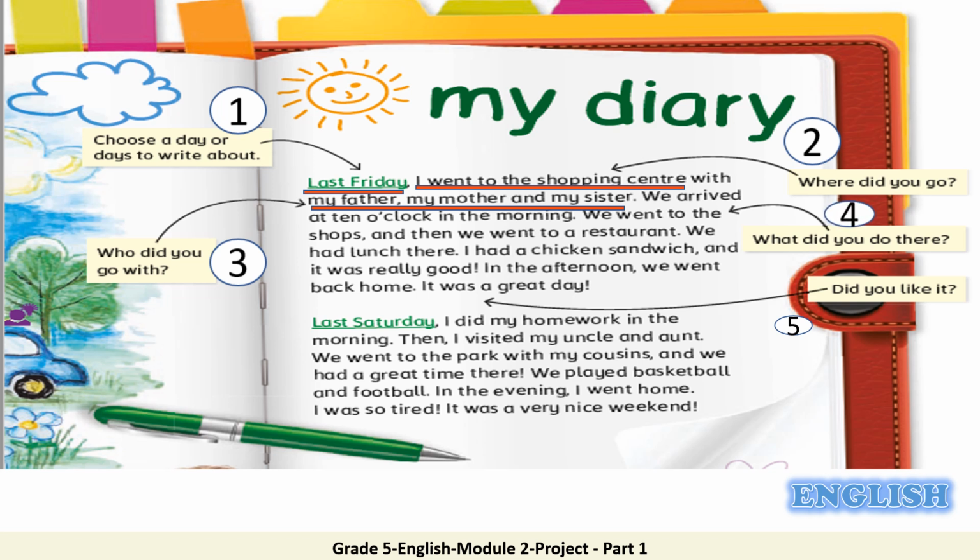4. What did you do there? Here you have to talk about the activities you did at that time and place. Here Jack went to a restaurant and had lunch there. 5. Did you like it? Here you have to talk about your feelings about all things. Here Jack told us that it was a great day.